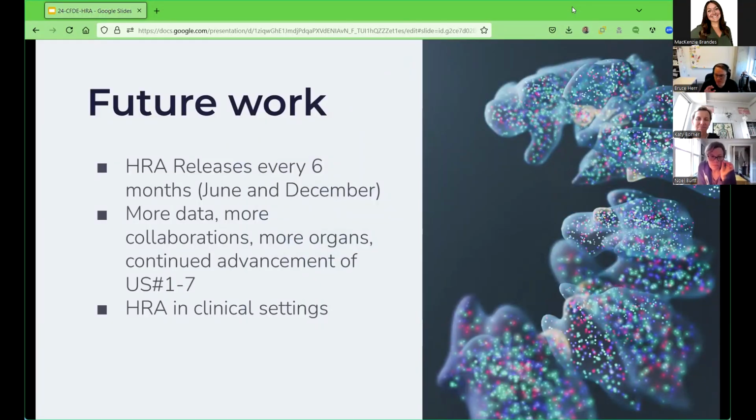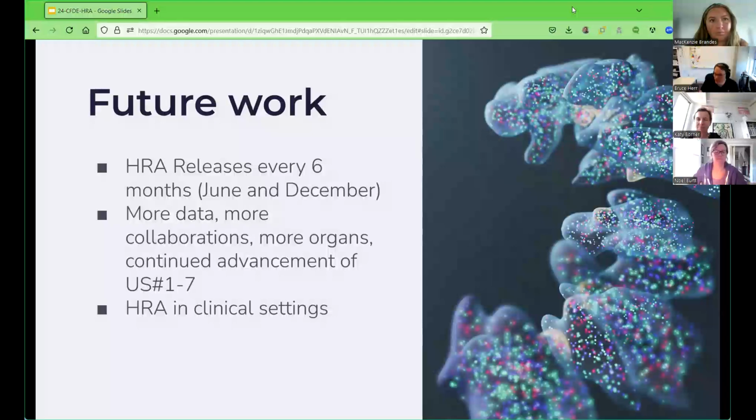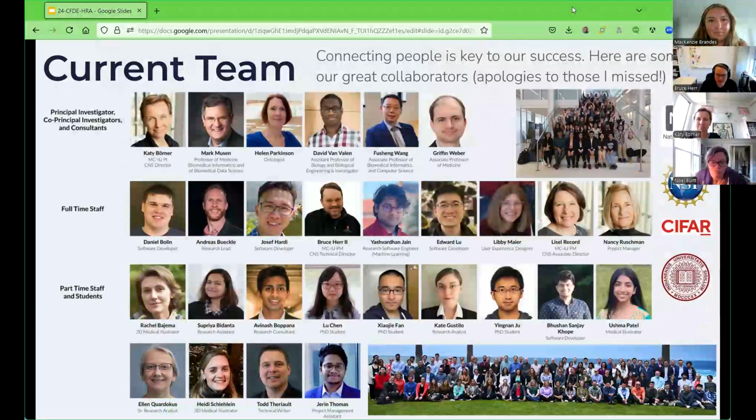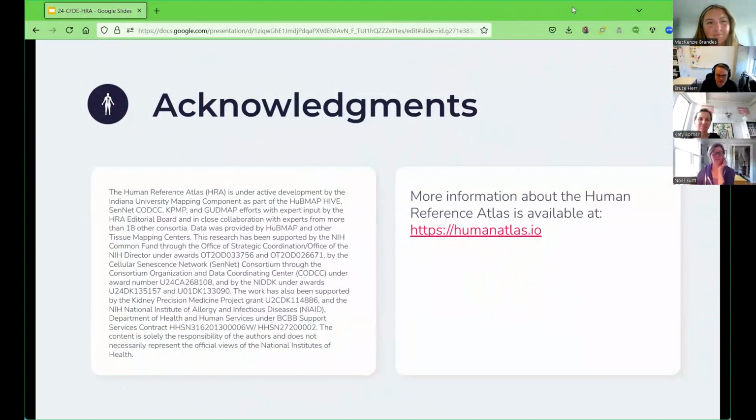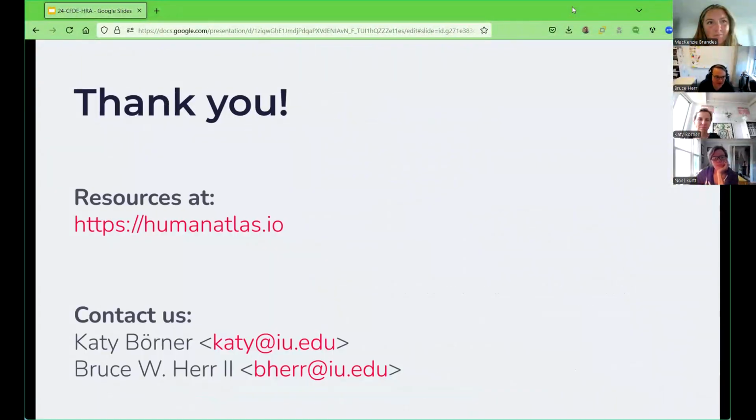So for future work, we have releases every 6 months. Every 6 months we add new data, new applications, more improvements, both in June and December. We're always adding more data, more collaborators, more organs. And eventually we want to have the HRA be useful in a clinical setting. And then we have a very large team, and that has evolved over time, and multiple organizations. And there's some acknowledgements from NIH and NSF, and then some references. References are included, and that's pretty much it.